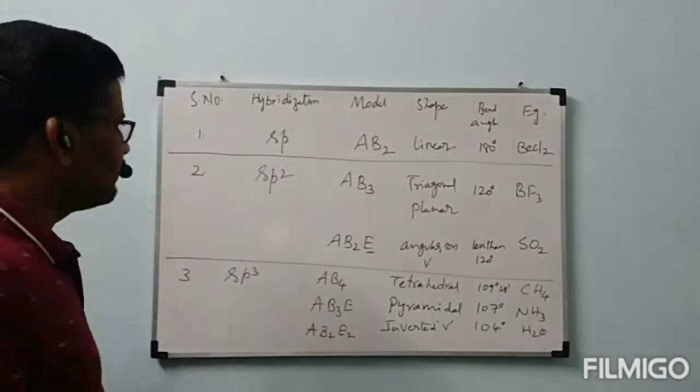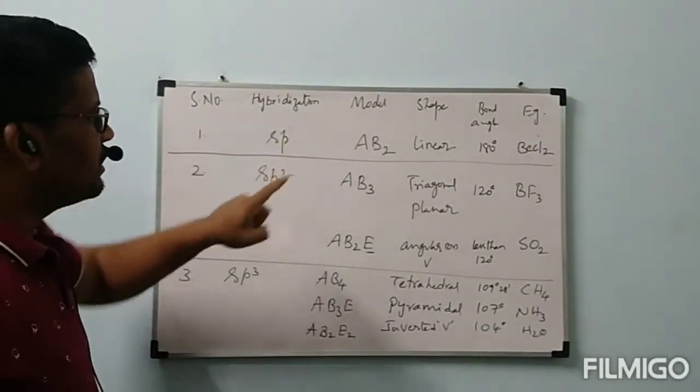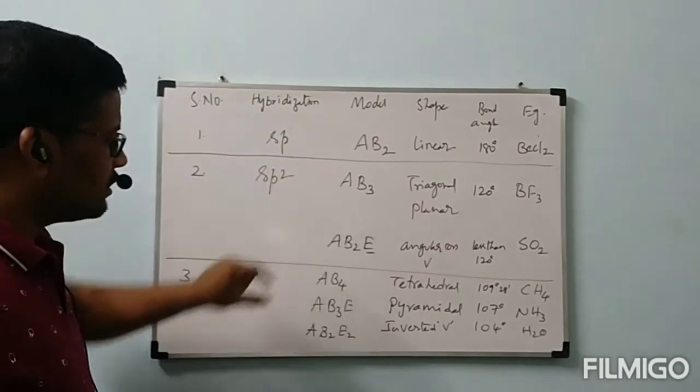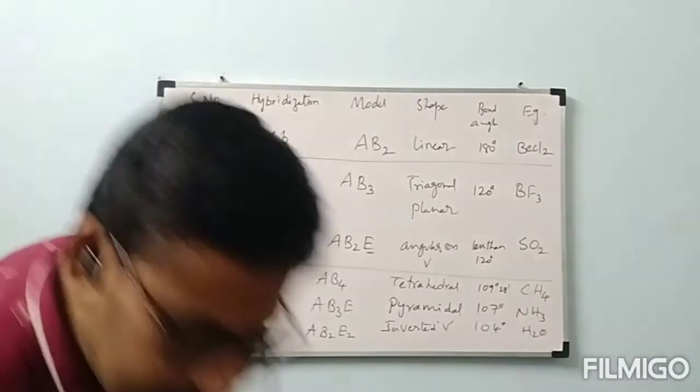This is about sp, sp2, and sp3 hybridization. Under sp only one model is there. Under sp2 two models are there. Under sp3 three models are there. Shall I go to the next one now? Next.